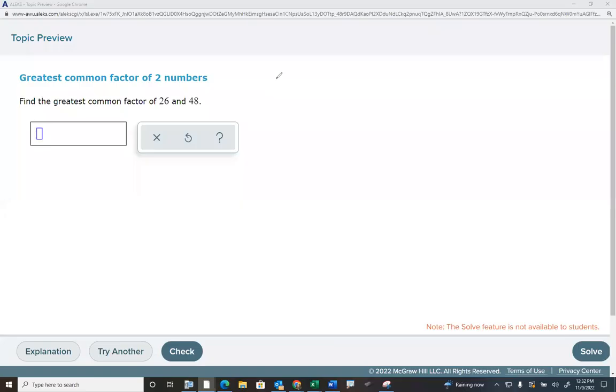All right, now we're going to take it up to the next level. Find the greatest common factor of 26 and 48. In other words, what's the biggest number that divides into both of them? So here's the strategy for doing it. You might be able to do it in your head, but all right, 26 is divisible by 2 because it's even, and it goes in 13 times, and that's also prime. So 26 is 2 times 13.